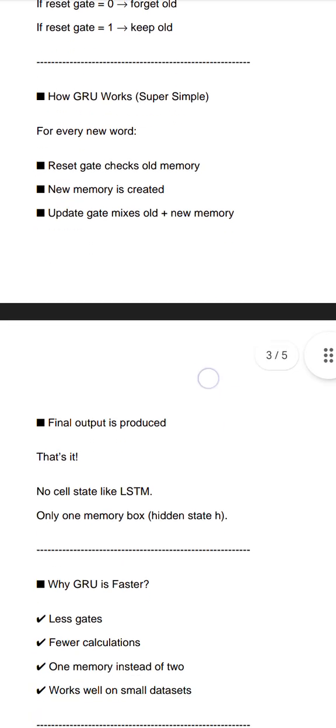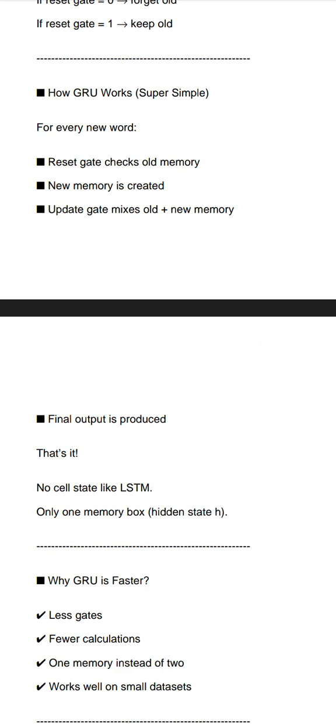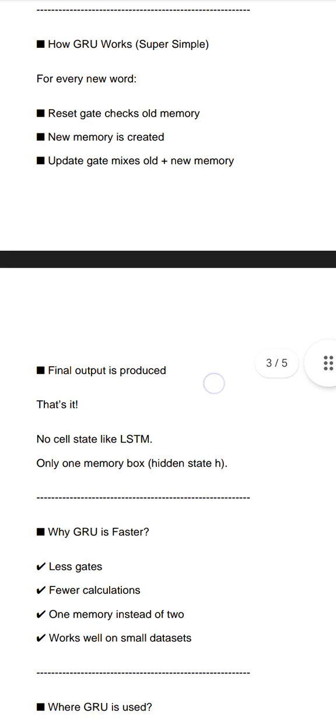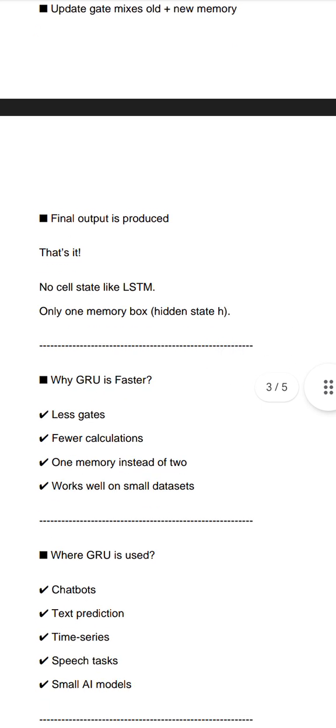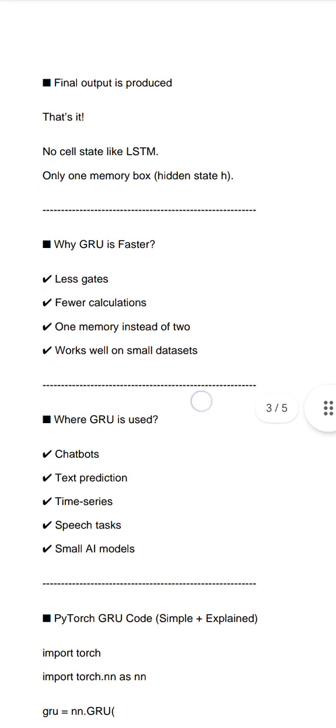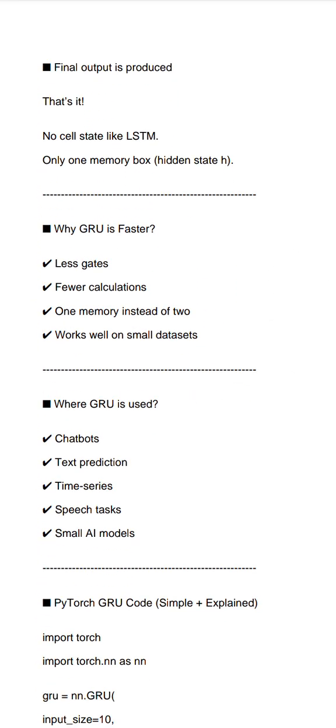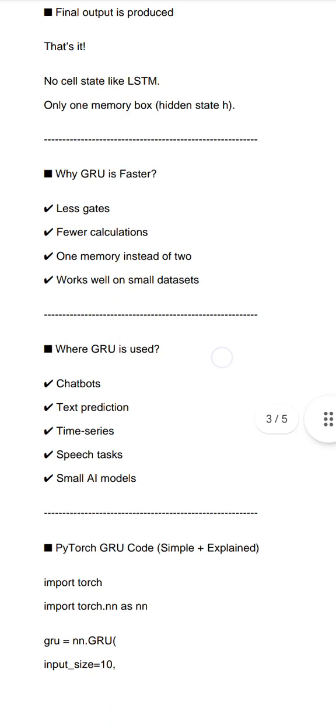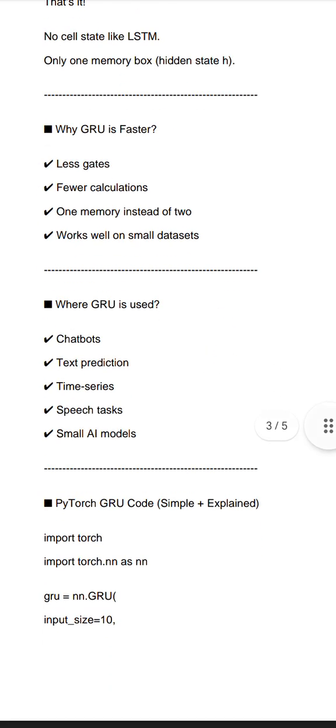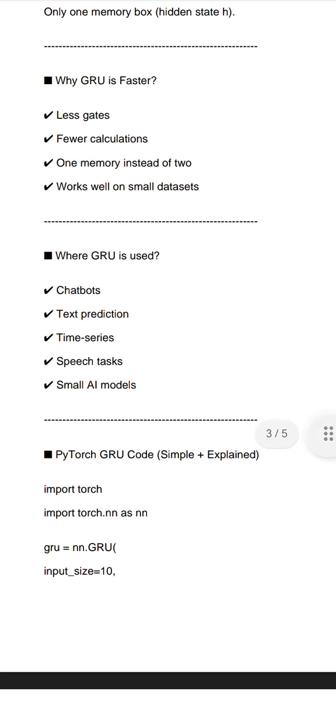How GRU works. For every new word, the reset gate checks old memory. New memory is created. The update gate mixes old plus new memory. Output is produced. That's it. No cell state like LSTM. Only one memory box, the hidden state H. GRU is faster, it has fewer calculations, one memory instead of two.